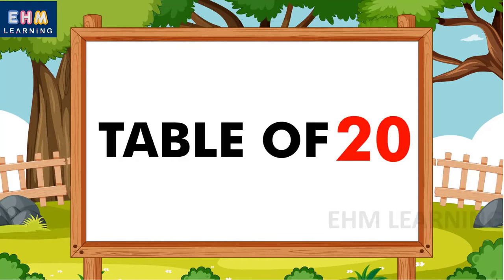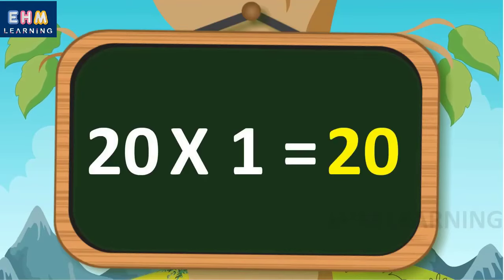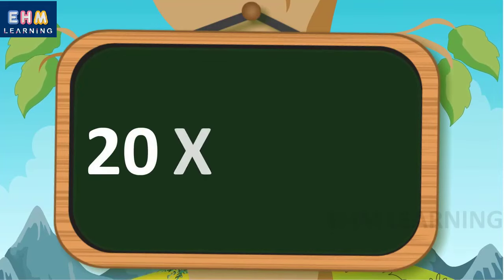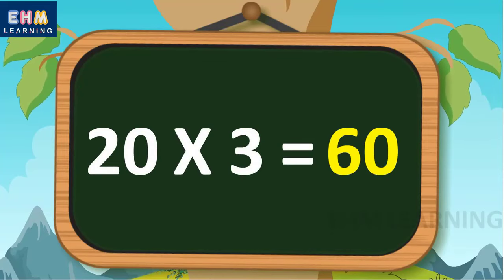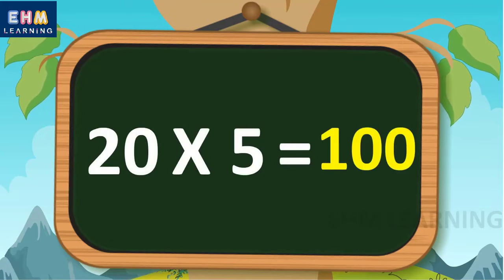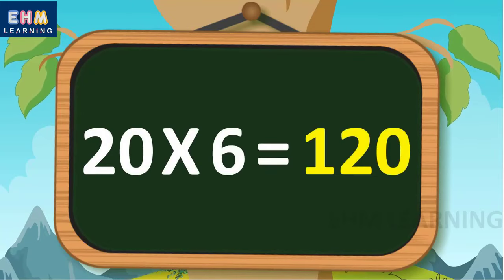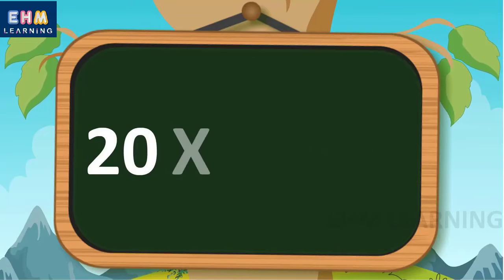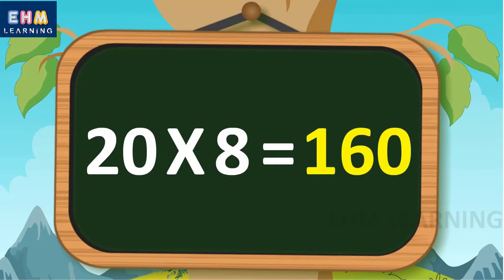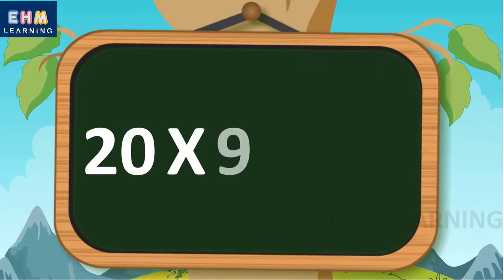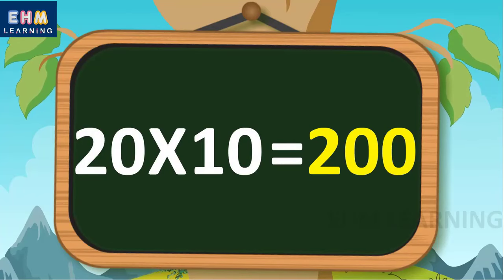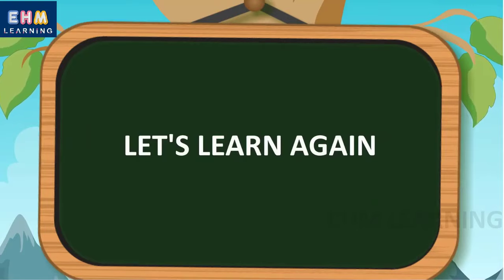Table of 20. 20 ones are 20. 20 twos are 40. 20 threes are 60. 20 fours are 80. 20 fives are 100. 20 sixes are 120. 20 sevens are 140. 20 eights are 160. 20 nines are 180. 20 tens are 200. Let's learn again.